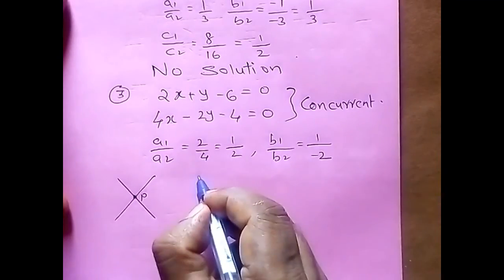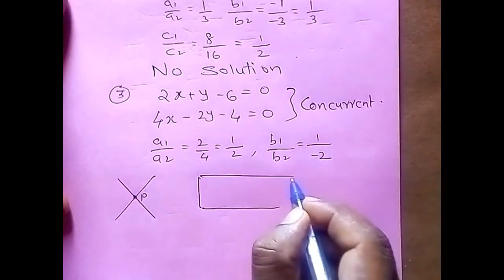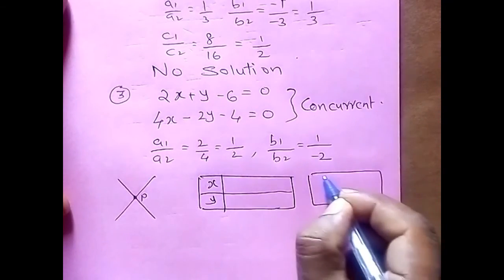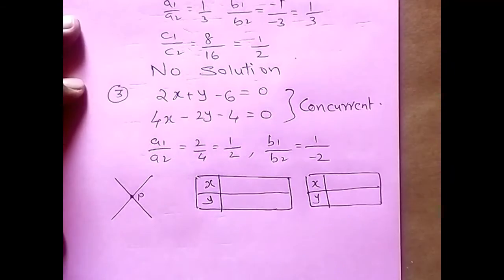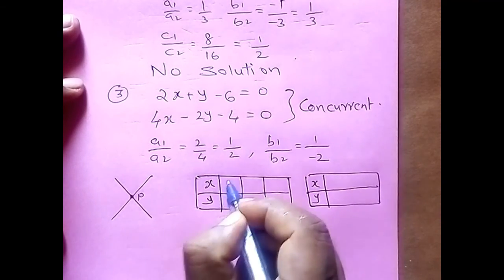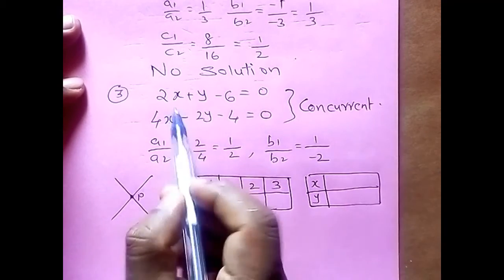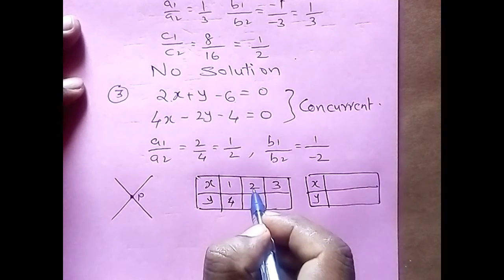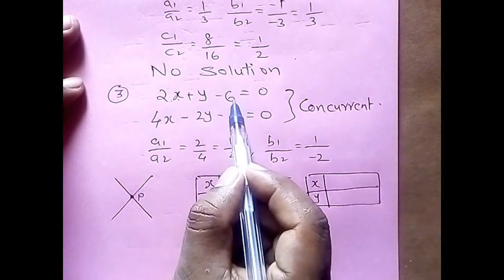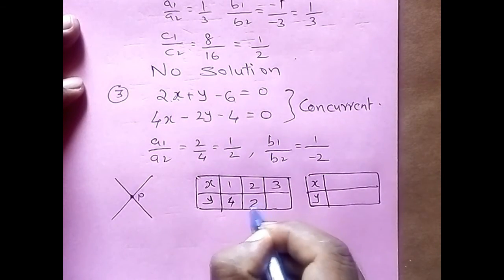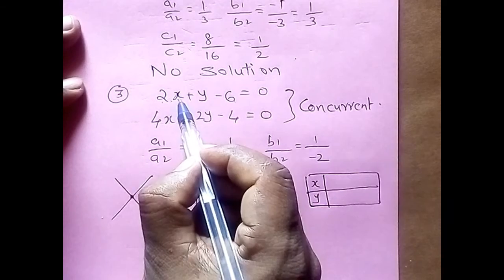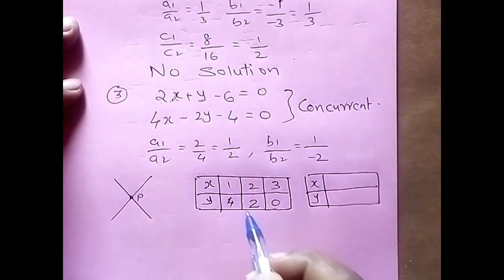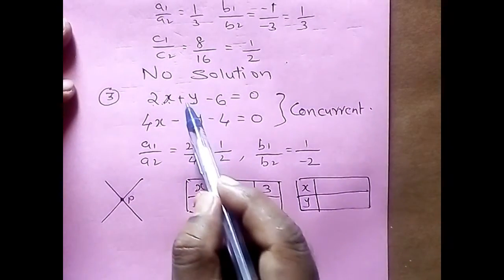Now to draw the graph, we require the points x, y. For the second equation, again x, y. So we will take three values for x here. When x is equal to 1, 2 minus 6 is minus 4, so y is equal to 4. When x is equal to 2, 2 into 2, 4, 4 minus 6 is minus 2, so y is equal to 2. When x is equal to 3, 2 into 3 is equal to 6, 6 minus 6 is equal to 0, so y is equal to 0. So these three sets of points will match this line.